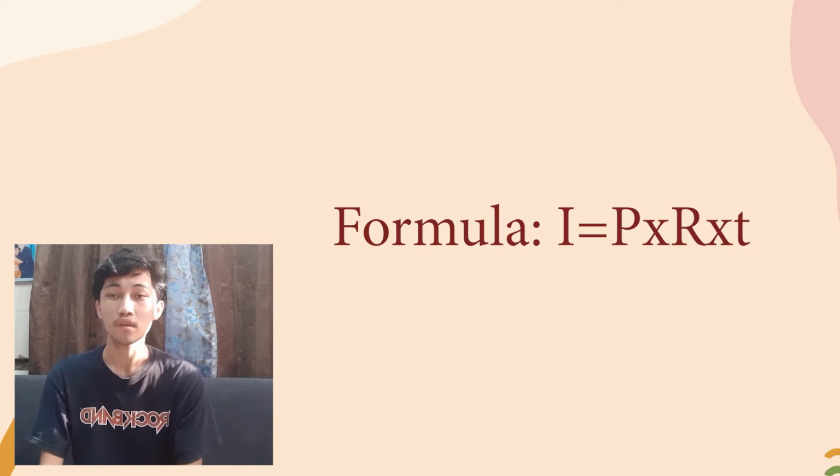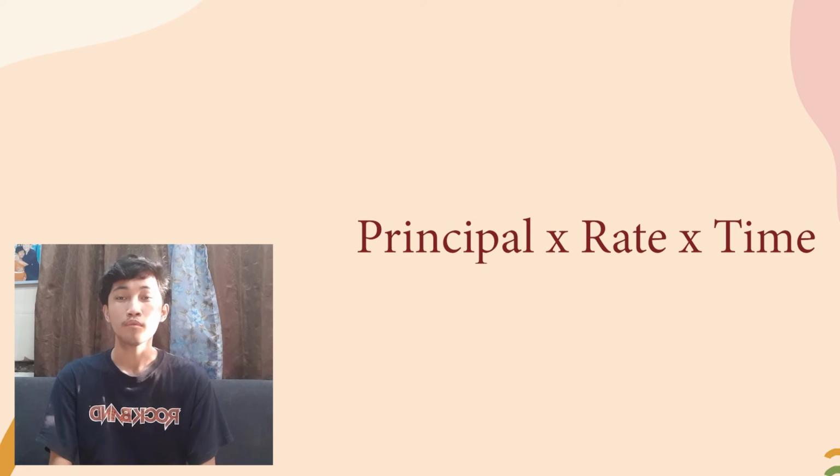So again, we will use the formula interest equals P times R times T. To find the interest, we just need to multiply principal, rate, and time. So now, we will solve the problem.